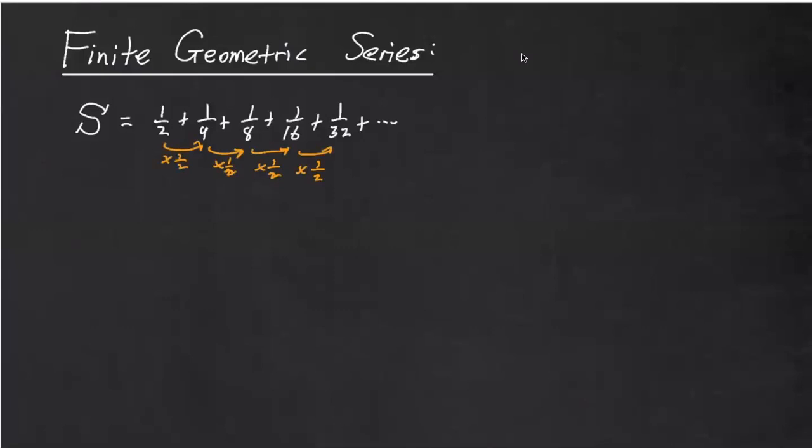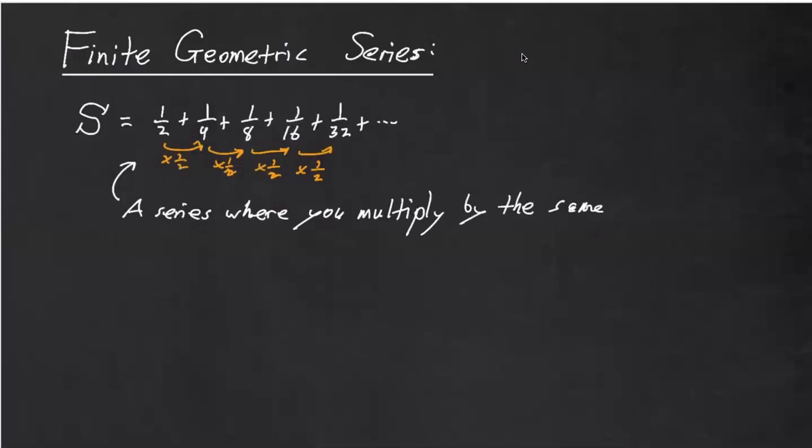This type of series has a special name. It's called a geometric series. So a series where you multiply by the same common factor over and over again to get from one term to the next is called a geometric series.